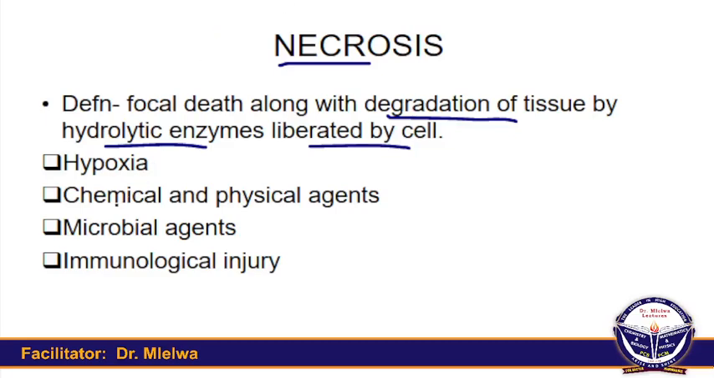So the causes of cell death in necrosis can be hypoxia. Hypoxia inatokana na cell kukosa oxygen. Insufficient oxygen in the cells can cause cell death. Lakini pia inaweza kuwa ni chemical or physical agents. The chemical or physical agents can cause necrosis. Sometimes it can be microbial agents, yani microorganisms such as bacteria or virus, they can cause cell death.